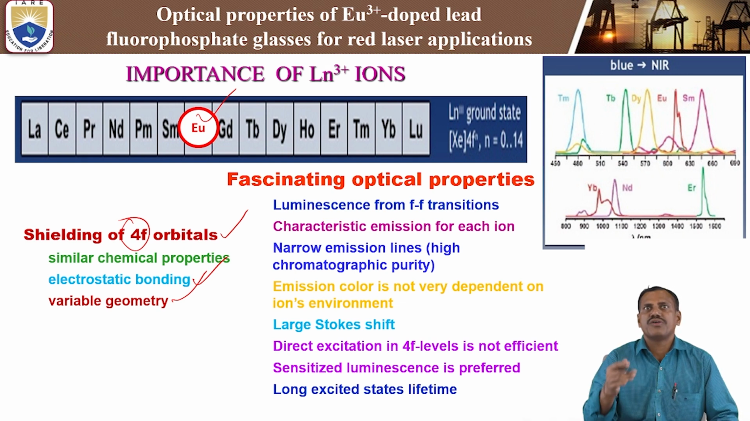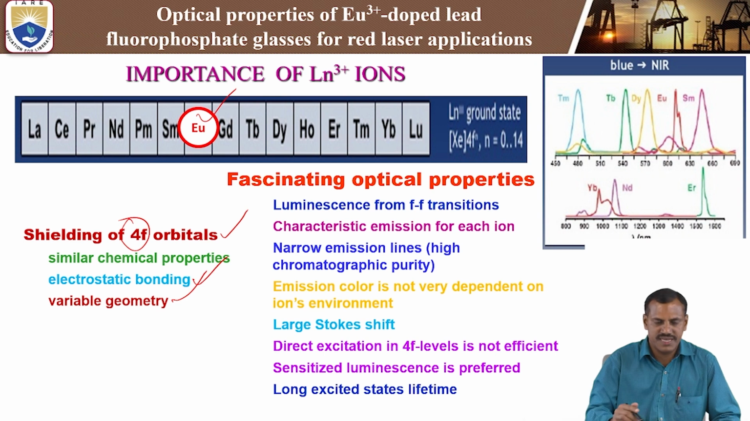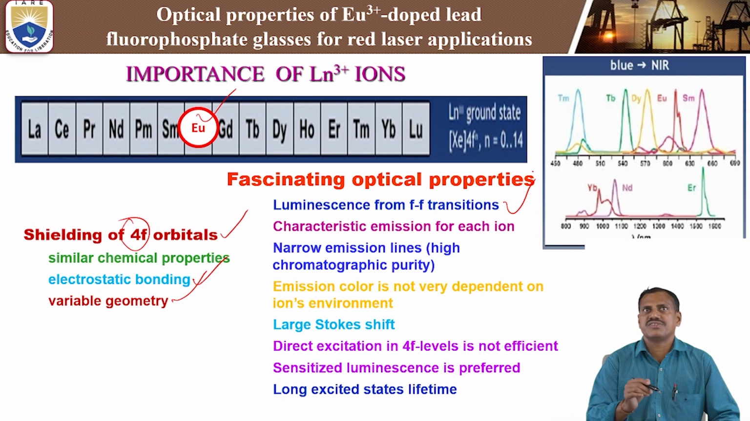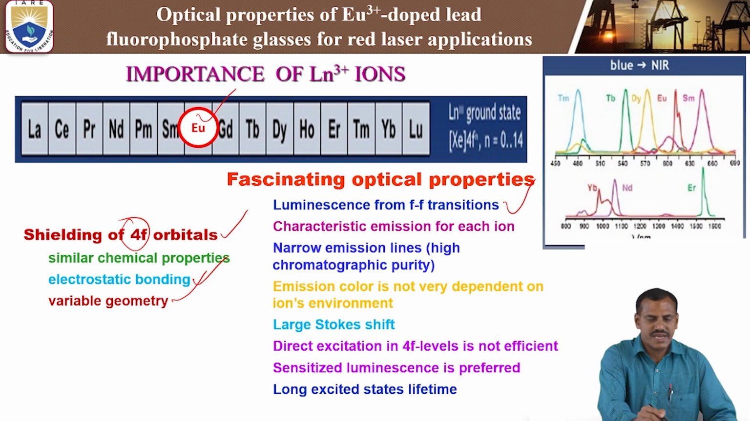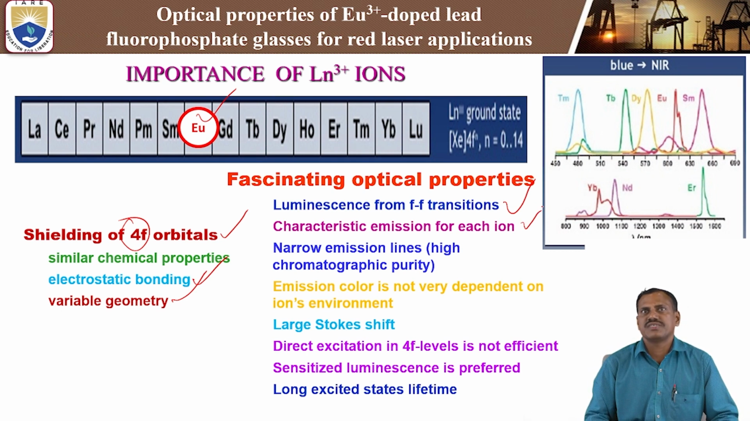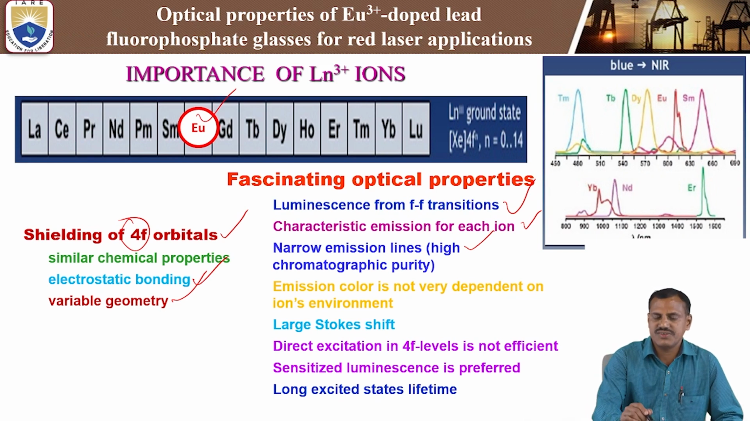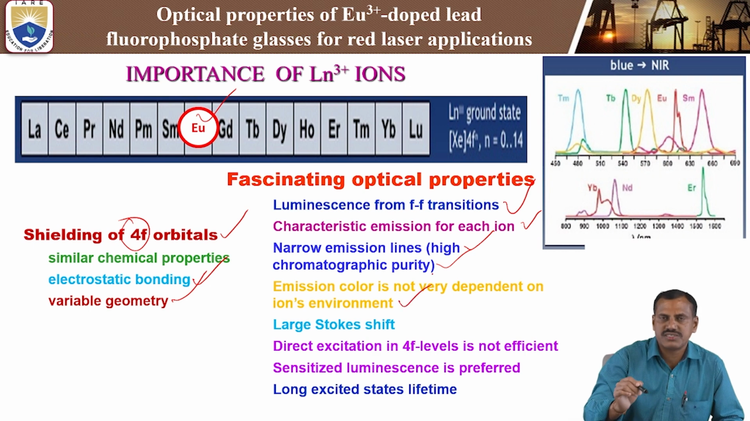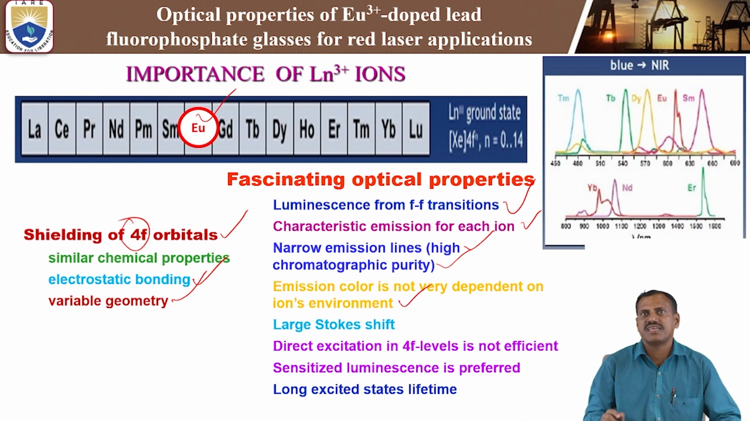Next, what are the important optical properties of the lanthanide ions? Luminescence from f-f transitions, because europium 3+ ions mainly belong to the f orbital elements, that means f-block elements. The emission characteristics differ for each ion, showing different characteristics for each and every rare earth ion. Next, narrow emission lines and high chromatic purity. These are important properties of europium 3+ ions. Next, the emission color is not very dependent on the ion's environment.